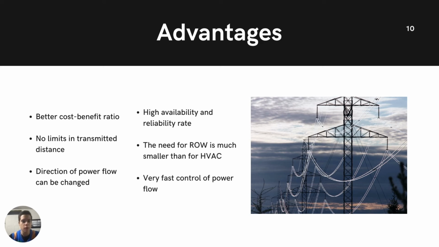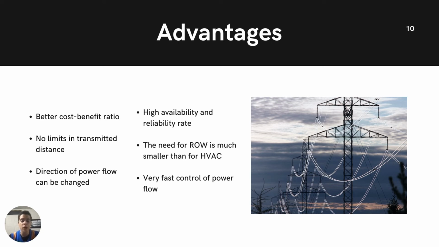Well, we also have quite a few advantages for this kind of transmission system. The first one of them would be the better cost-benefit ratio. I will show you a graphic in a minute so that you can understand it a bit better. We also have no limits in transmitted distance, and this is valid for both overhead lines and sea or underground cables. Also, the direction of power flow can be changed very quickly. As I was telling you before, these cables are usually bipolar, so they can be changed very quickly and very easily.